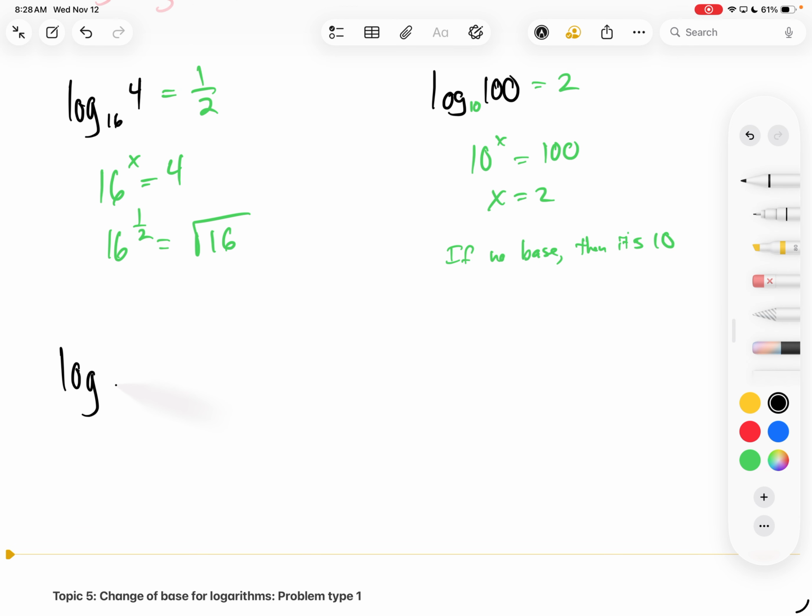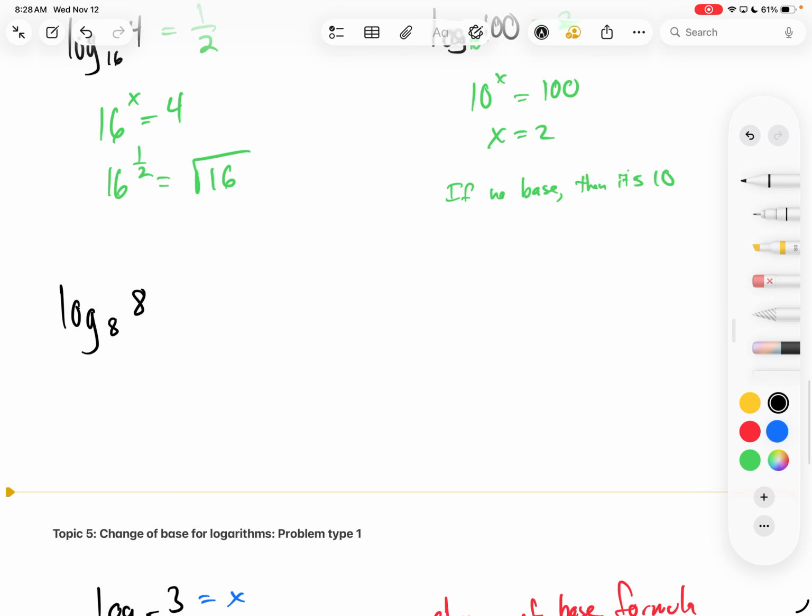Log base 8 of 8. Anybody know the answer? This is saying 8 to what power is 8? 1, right? So if you need to write it out, you say 8 to what power is 8. My answer is just 1. Okay, so when these numbers are the same, your answer is always going to be 1 because it's saying what number to what power is itself. So like it should be quick to do. Log base 25 of 25. My answer is 1.